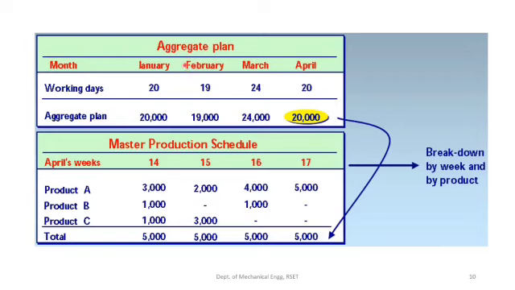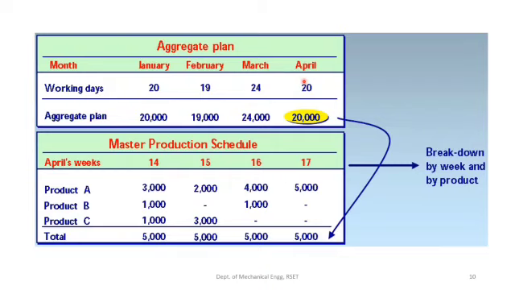Okay, and you can see that it is irrespective of particular product. So in the month of January, you have an example over here. Take the case of, say, the month of April. You have 20 working days in the month of April, and according to the aggregate plan, you have to produce a total number of 20,000 units over the 20 working days in the month of April.